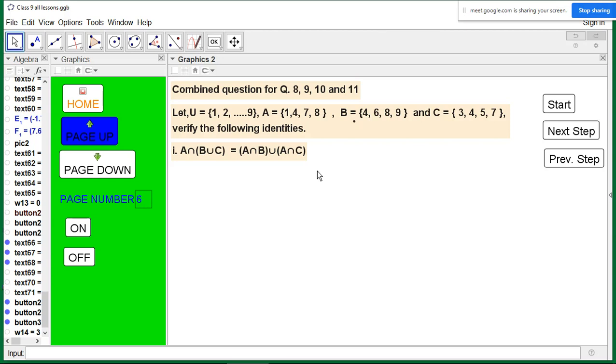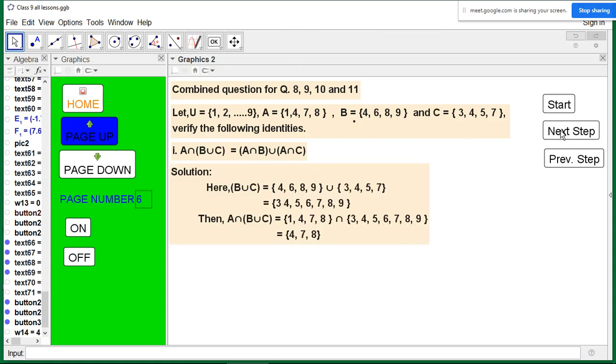Now moving to the next step, dear students, first of all, A intersection (B union C) we need to find. In this case, firstly find B union C. It will be easier to perform. Dear students, B union C. So what is B? Elements of B are 4, 6, 8, 9 and C is 3, 4, 5, 7. Then their union is 3, 4, 5, 6, 7, 8, 9.